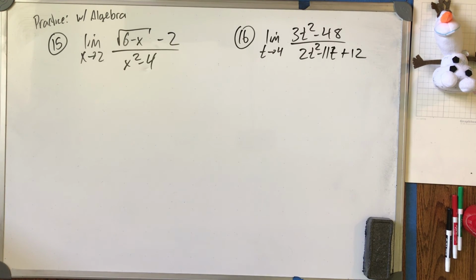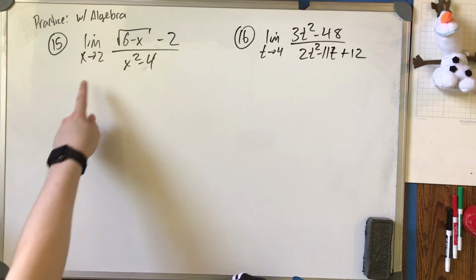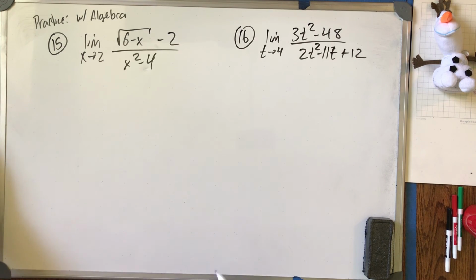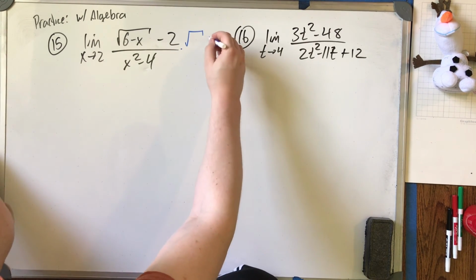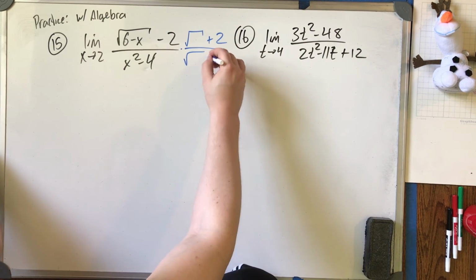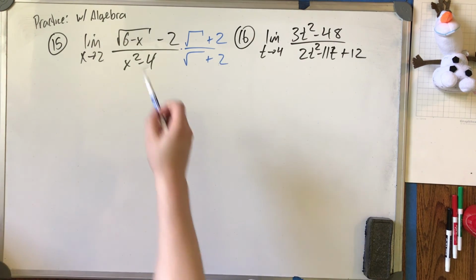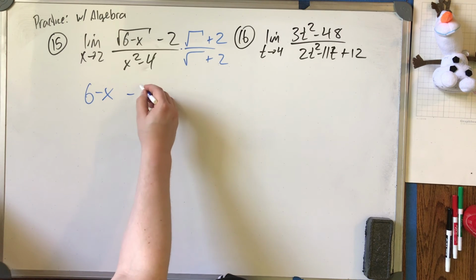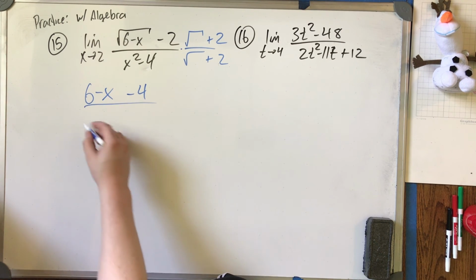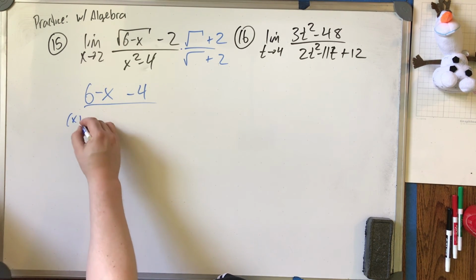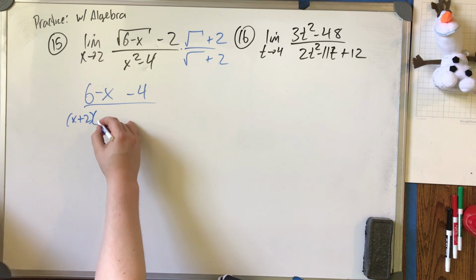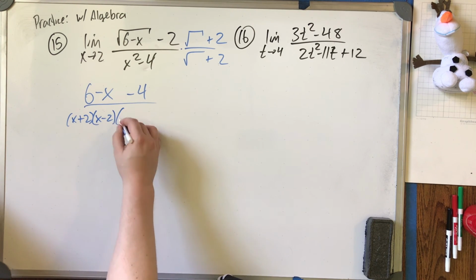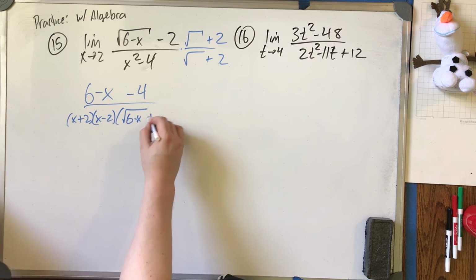All right, for 15 here, try direct substitution. We get 0 in the denominator. I'm going to multiply by the conjugate, so square root of all that stuff plus 2 instead of minus 2. On top, I will get 6 minus x minus 4 all over, and I will just factor the x squared minus 4. It's going to give me x plus 2, x minus 2, and then I have that square root of 6 minus x plus 2.